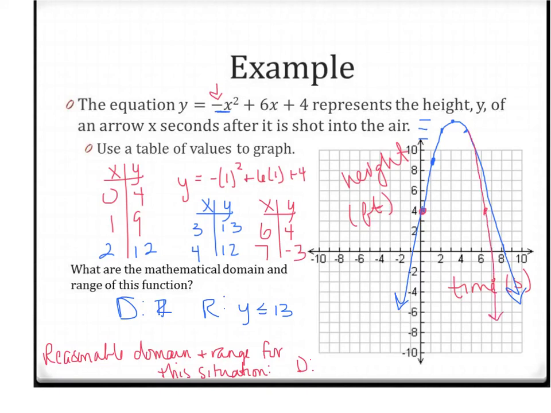So reasonable domain would be 0 less than or equal to x. We'll just say less than 7 right now because we don't know that exact value. Range is going to be 0 less than or equal to y less than or equal to 13. Because we're not going to have a time that's negative, so we're just going to do our positive times here, and then our range, just the ranges that we went to.